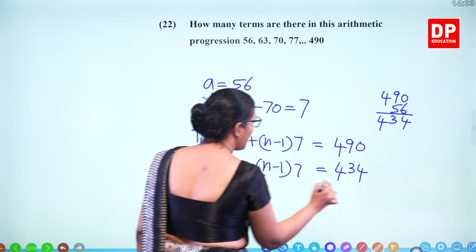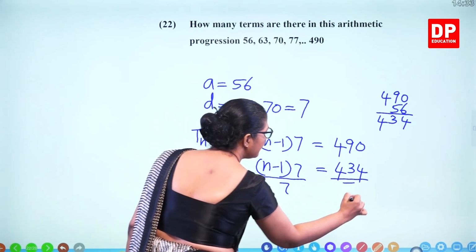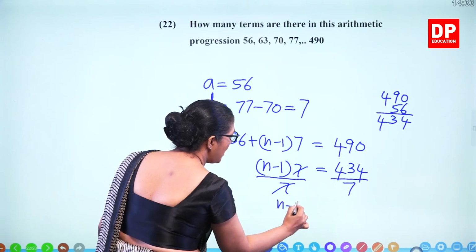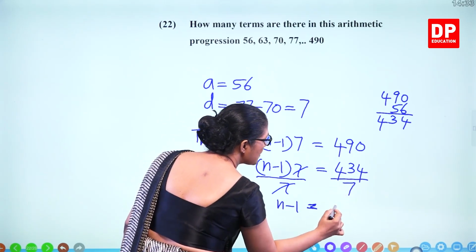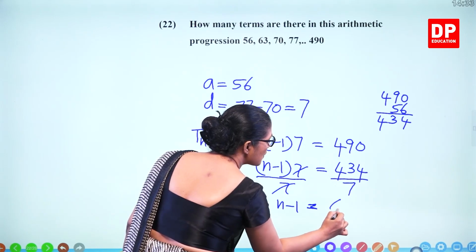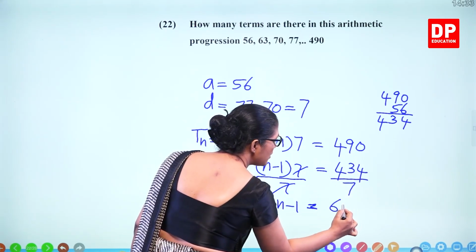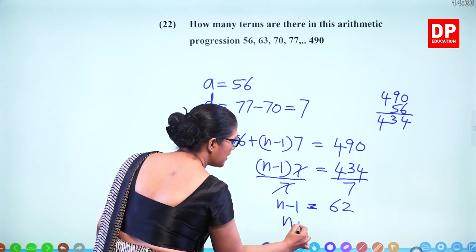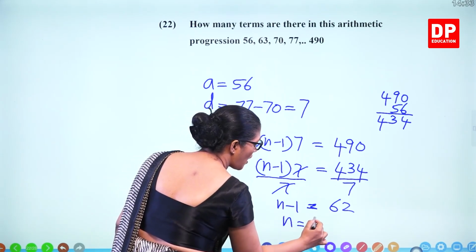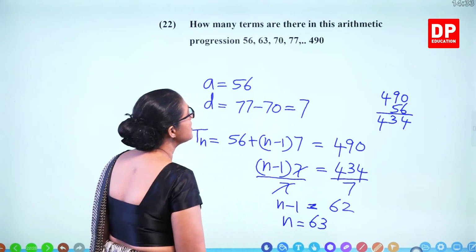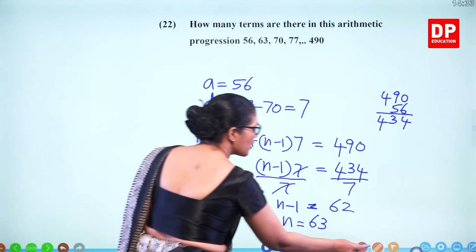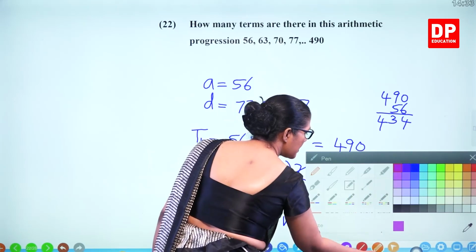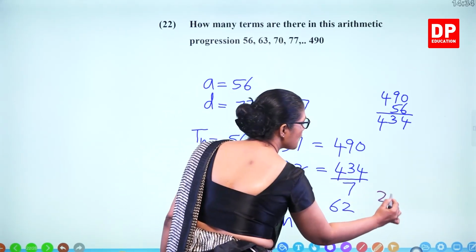Now divide both sides by 7. N minus 1 is equal to 7 times 6, 42, and for 14 that's 2. So what is it? 62 plus 1, 63 terms. So in this arithmetic progression you get 63 terms. 2 marks for that.